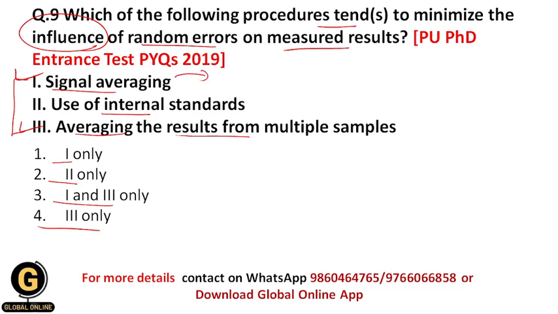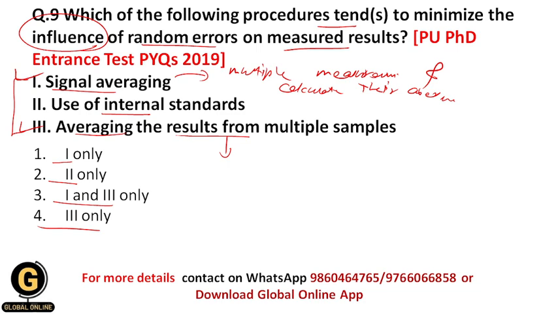Within signal averaging, basically in this method we take multiple measurements and calculate their average to reduce the impact of random errors. So we take multiple measurements of the variables, and we calculate their average so that we can minimize the effect of random errors on the measured results of the variables. And within averaging the results from multiple samples, we do something similar.